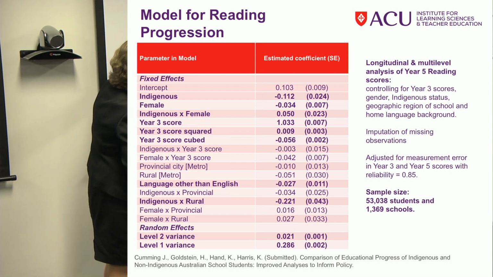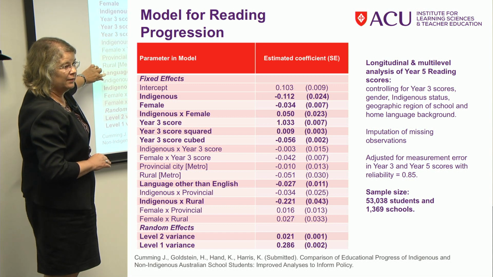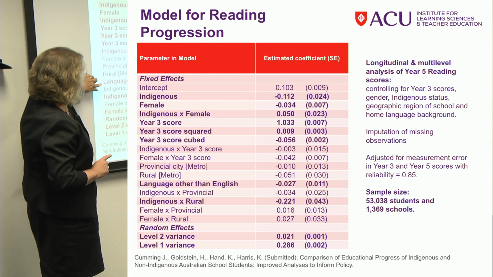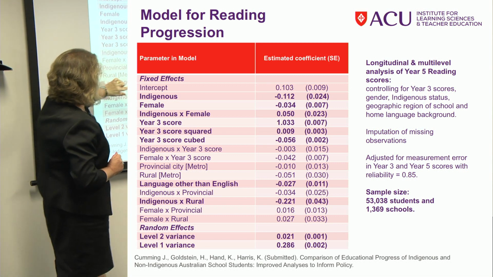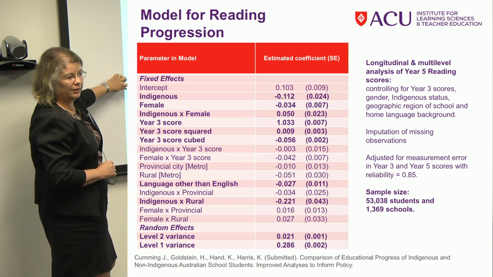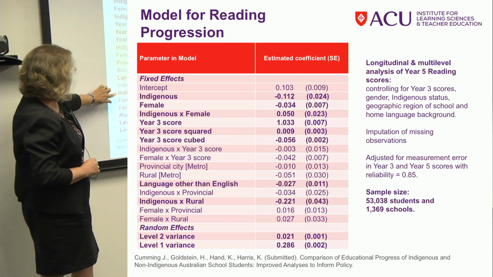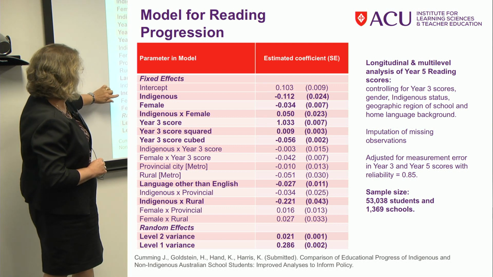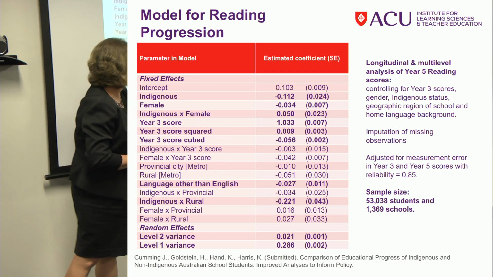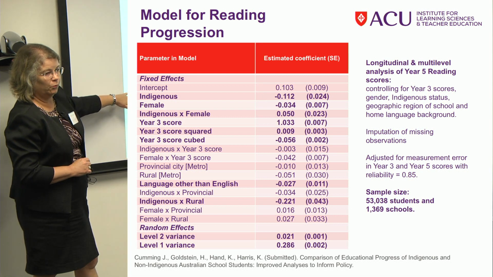Okay, and the language other than English variable, which is a dichotomous variable in this analysis, just has two values: language spoken at home is English or not, and reading tends to be lower for language other than English spoken at home. And then there's the Indigenous by rural effect, where for Indigenous students in Year 5 the growth rate is lower over time than for Indigenous students in non-rural areas.